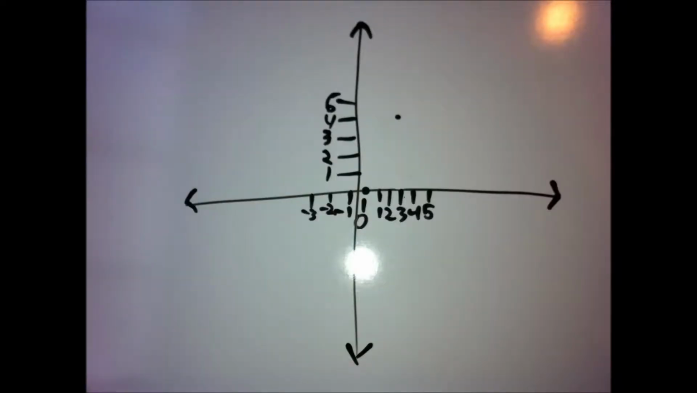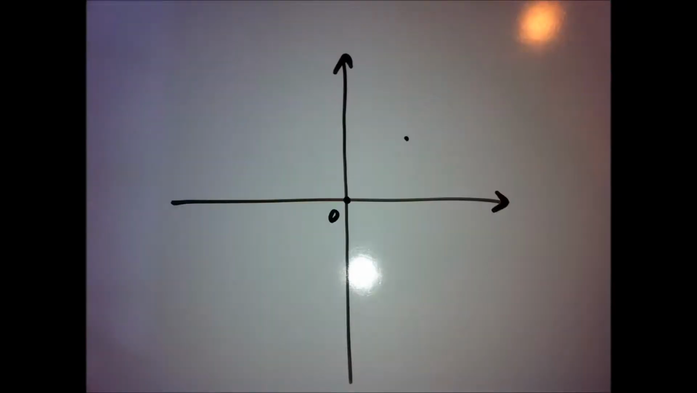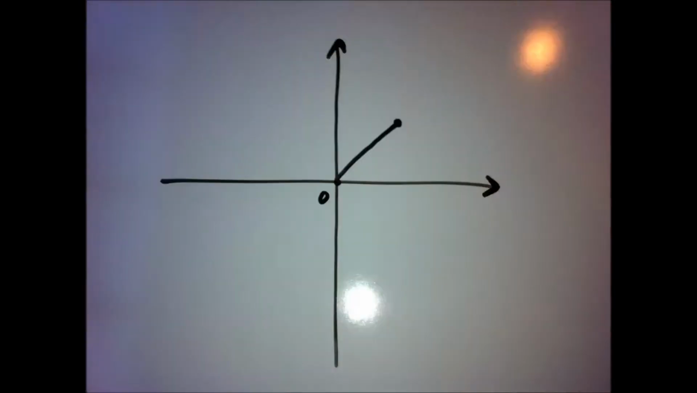For example, this point has a real number 3 and an imaginary number 4. In math, we write this as 3 plus 4i, and this is known as a complex number, where i stands for imaginary component. Every point on this complex plane is a complex number, which has a real component and an imaginary component. Every complex number has a special relationship to 0 on the complex plane.